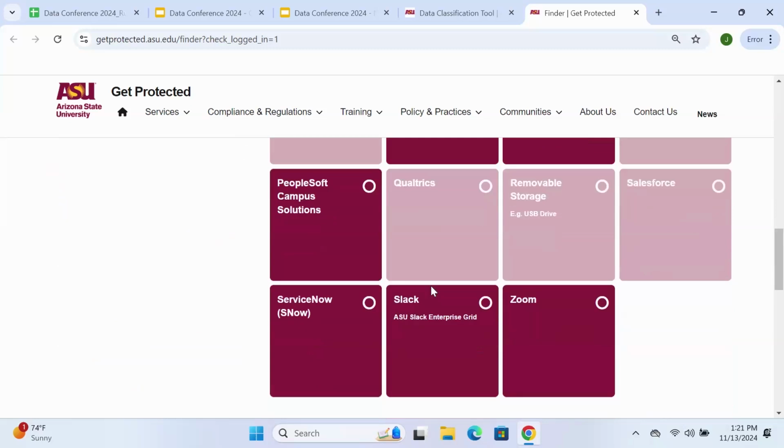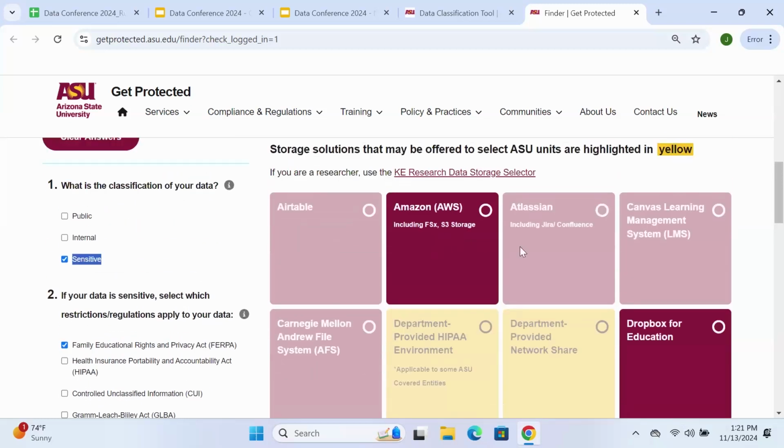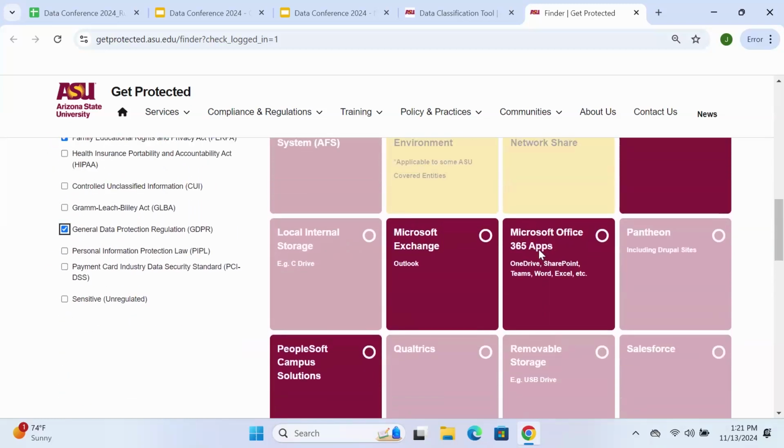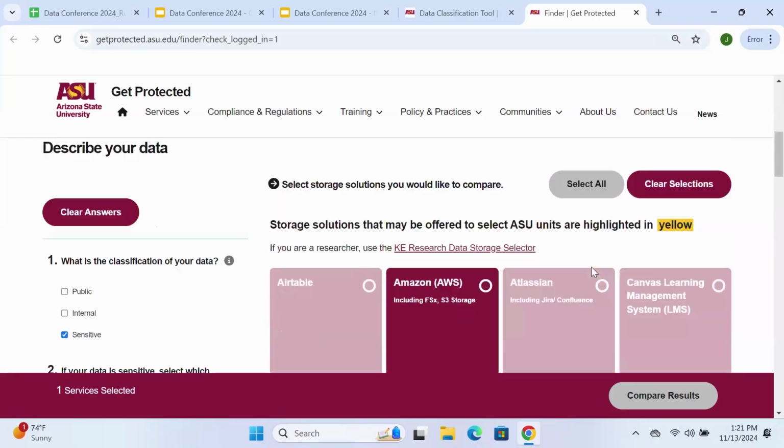So on the left-hand side, I've answered those 2 questions. And on the right-hand side, you can see that some of these options are grayed out because those solutions are not compliant. The solutions that are not grayed out are ones that we can select from. So I will go ahead and choose Exchange as an example.